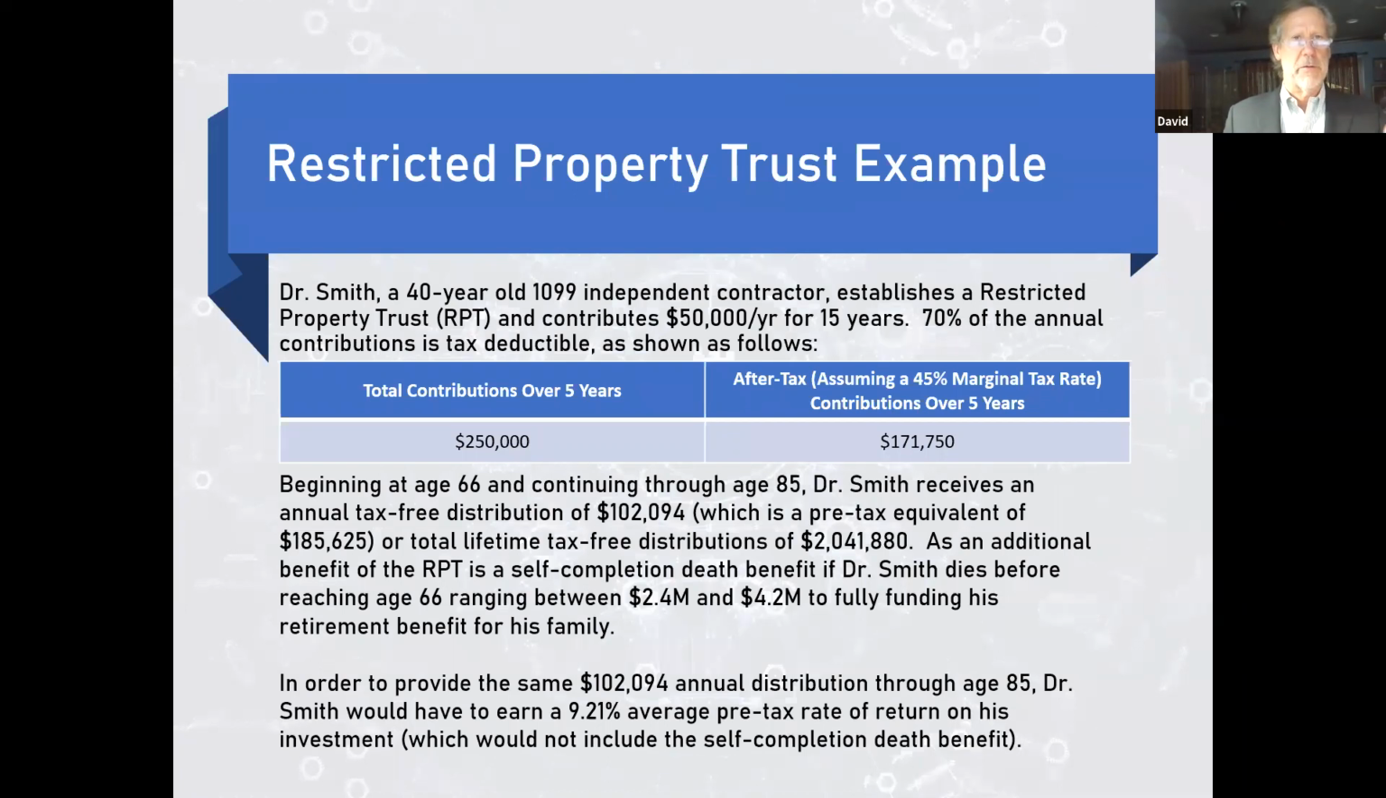Restricted property trusts have a very stable history of earnings. In order to get that same $102,000 annual distribution through age 85, Dr. Smith would have had to have earned just over 9.2% on average every year on whatever his pre-tax investment would have been. And he wouldn't have gotten any death benefit just by investing it in a stock portfolio. So most people would be extremely happy getting a 9.2% return every year over the life of their investment. So that's one of the other reasons why restricted property trusts are very popular. It's a safe, strong earning record investment, and it protects against the downside risk of the stock market and in the event of death.